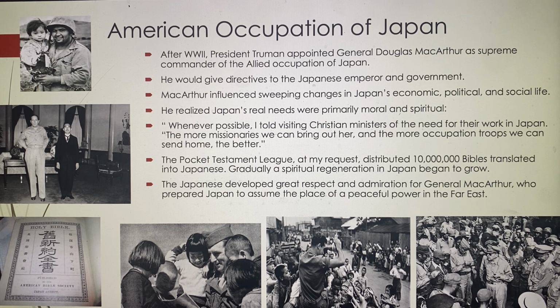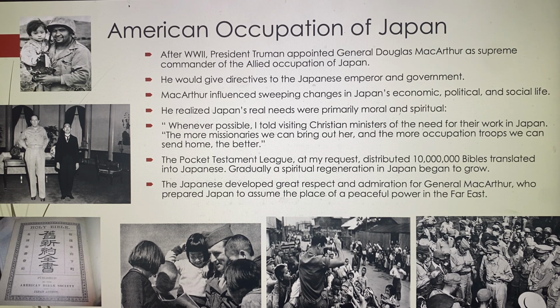American occupation of Japan. After World War II, President Truman appointed General Douglas MacArthur as the Supreme Commander of the Allied occupation of Japan. And he would give directives to the Japanese emperor and to the government. MacArthur influenced sweeping changes in Japan's economy, and also in its politics and social life.